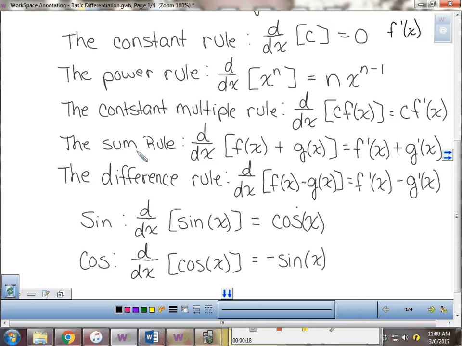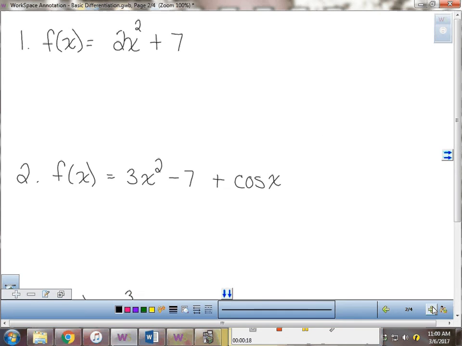The sum rule, if I have one function plus another function, I could take the derivative of the one and add it to the derivative of the other. Your difference rule, same thing as the sum rule. And then the derivative of sine is cosine. The derivative of cosine is negative sine. You will need to know those because I am not giving them to you on a test. So let's dive right in.